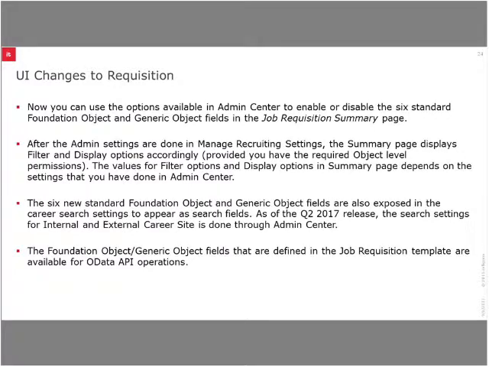I think when you make moves and implementation changes, oftentimes it's not the technical aspect, but it's the change management that is difficult. So please be aware that now there are changes to the UI. So you'll see differences in the job requisition summary. You can also use those fields for filter and display options on your summary page, on your requisition listing. And then they're also exposed in the career search settings. So when you are a candidate and you're out on the career page, you can search by these items.